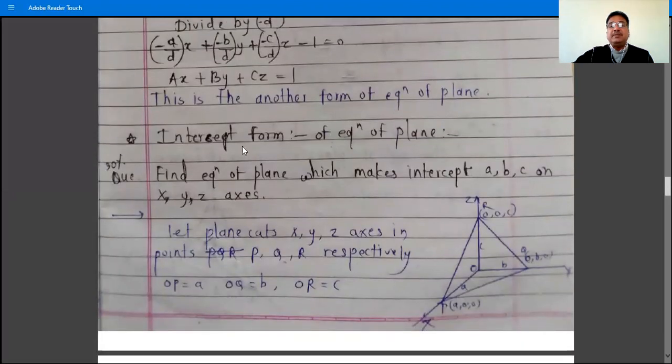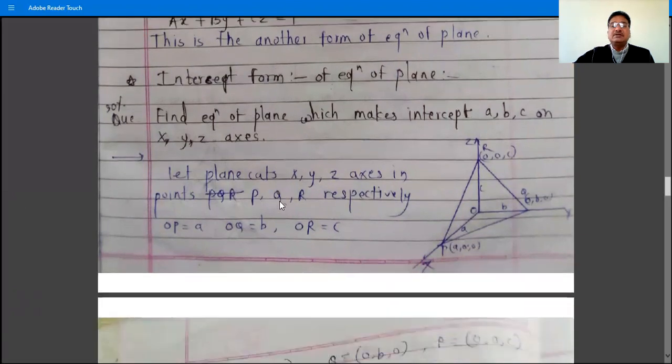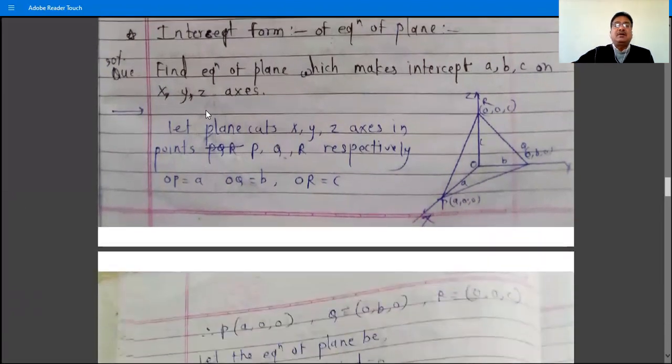Next, the equation of a plane in intercept form. This is also important, the intercept form. The question is: find the equation of the plane which makes intercepts a, b, c on the x, y, z axes. That is, this plane cuts the x-axis at a distance a, cuts the y-axis at a distance b, and cuts the z-axis at a distance c. Okay, so this is the plane.